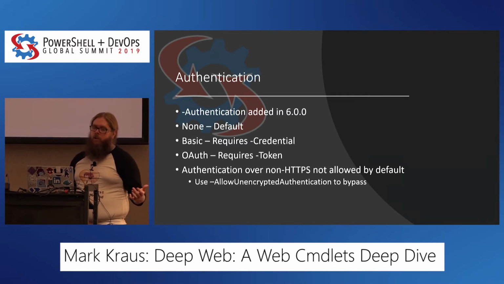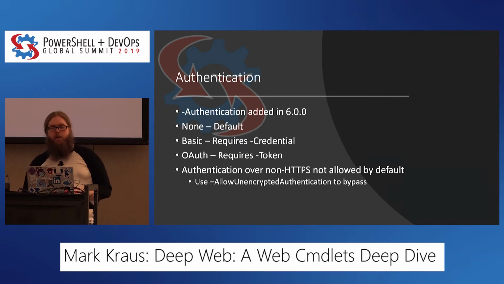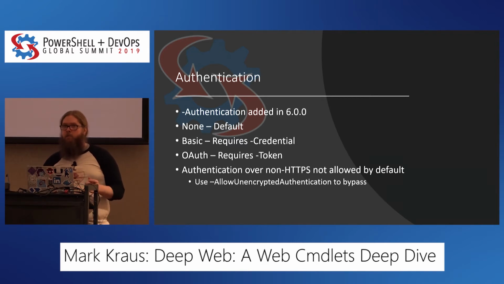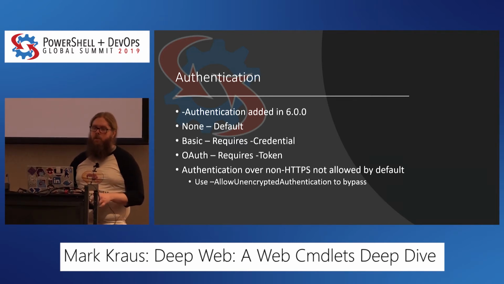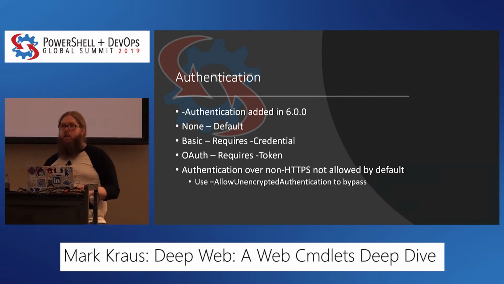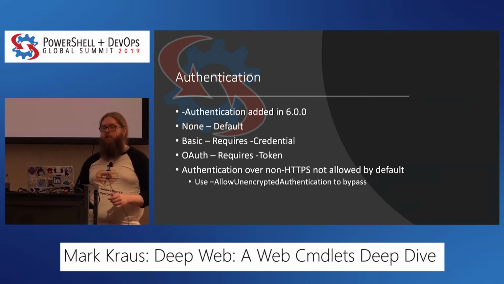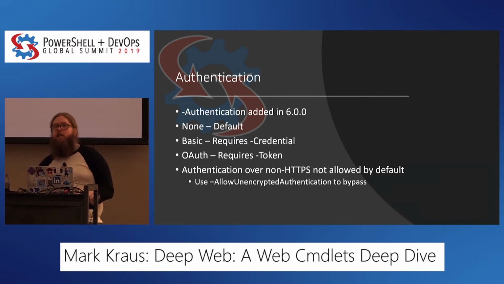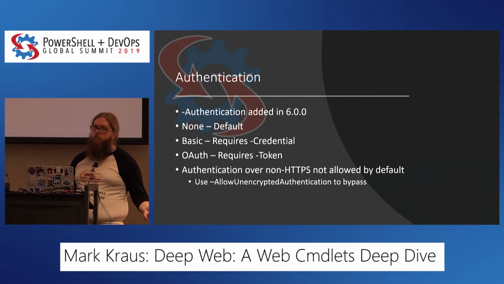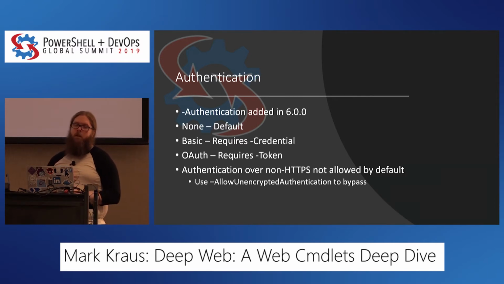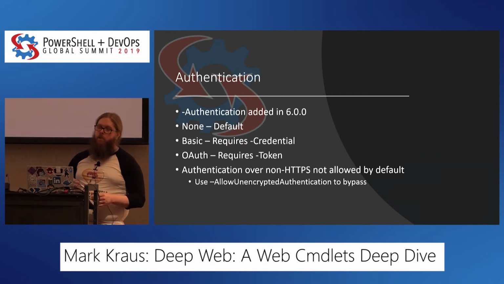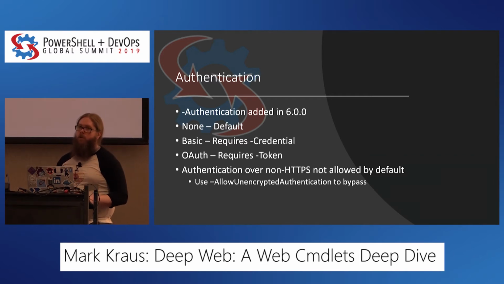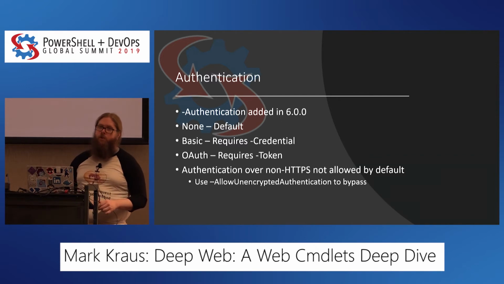So I added the Authentication parameter to this. It accepts a couple of different things. By default, it's None, which means that I'm not going to do anything special with the authentication. Basic: if you pass in Basic, then you have to use the Credential parameter, and you pass in a PSCredential object, and that'll turn the username and password into a basic authentication header. And the other option is OAuth, and that will require the Token parameter, which takes in a secure string, and that will have your OAuth token in it.